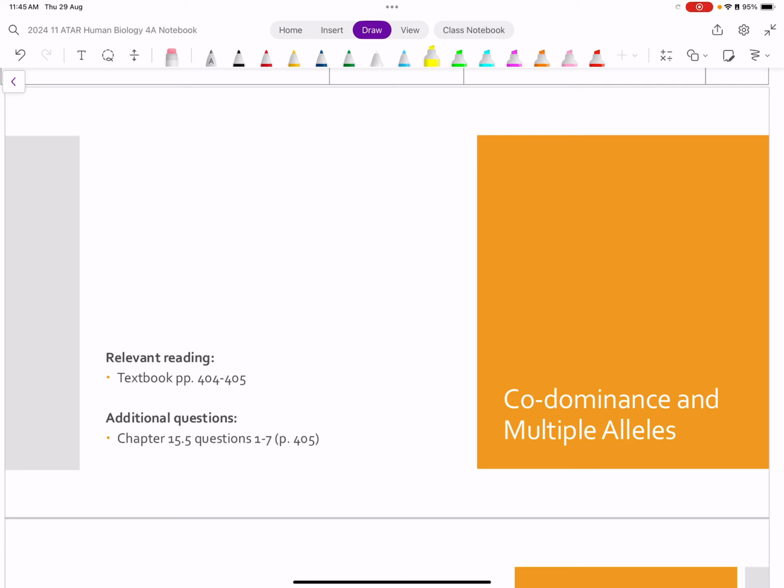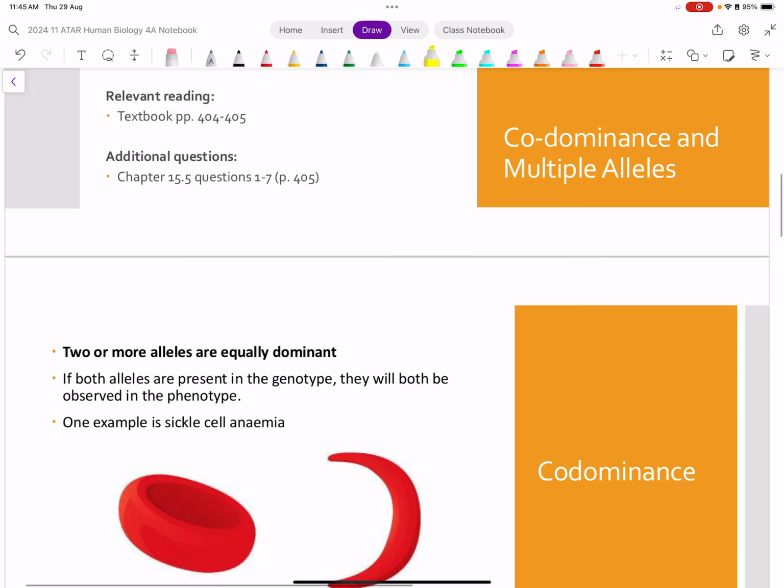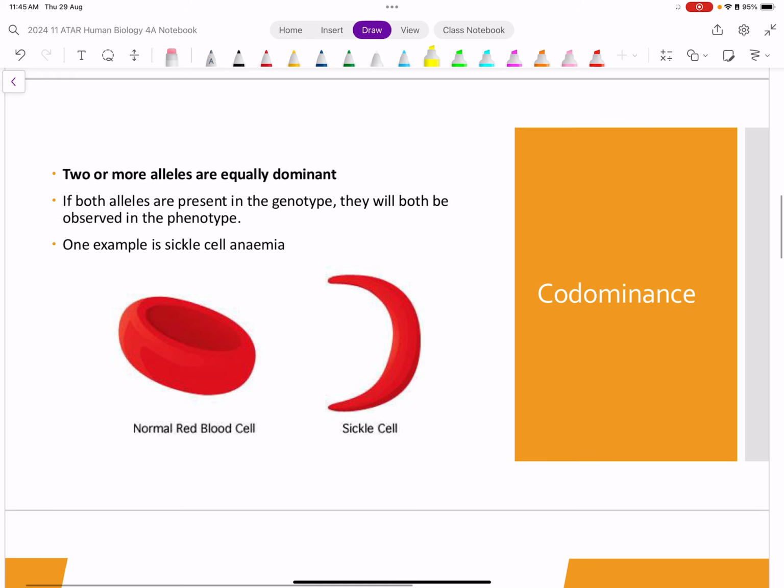Okay, so this is our final lesson on different modes of inheritance, and today we're going to tick off the final two, which is codominance and multiple alleles. So to start us off with codominance, codominance is a specific scenario where two or more alleles are equally dominant to one another. So previously we've been looking at dominant versus recessive alleles, but in the case of sickle cell anemia, we see two alleles with both being observed in the phenotype.